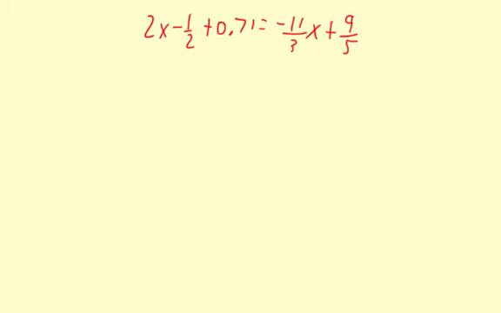So before we use a calculator to solve this by graphing, we need to write the related functions. What I'm going to do is write the left side as one function and the right side as another function. Then we're going to graph them. So y equals 2x minus 1/2 plus 0.71 is one function. Now I'm going to make a function with the right side. y equals negative 11/3 x plus 9/5. So these are the two functions I'm going to graph. I'm going to find the intersection point, and that intersection point will lead to the solution of the equation.